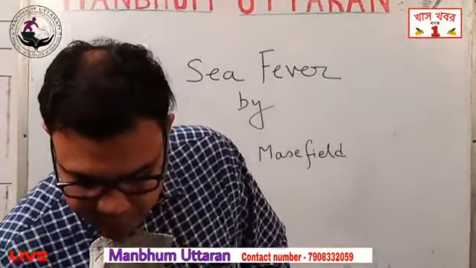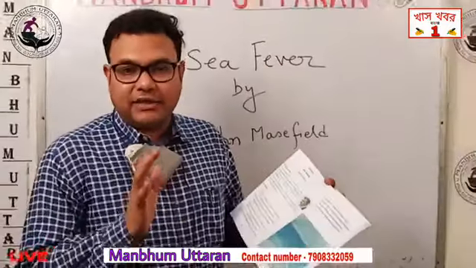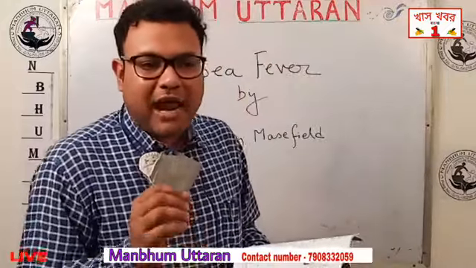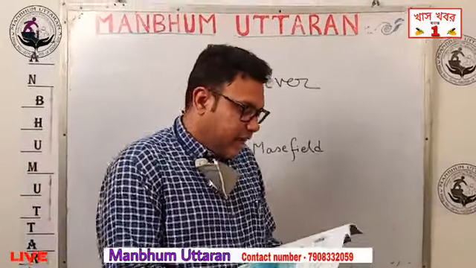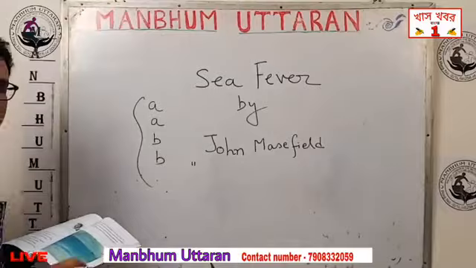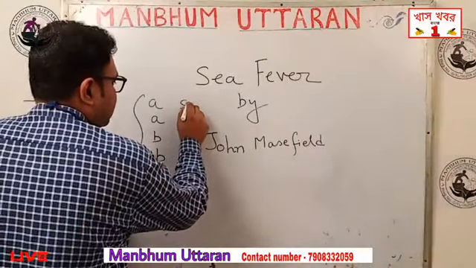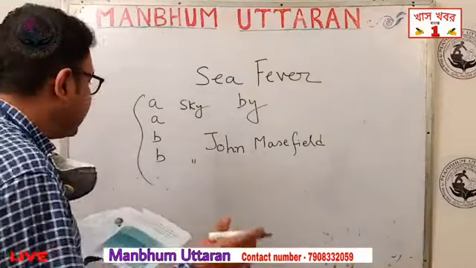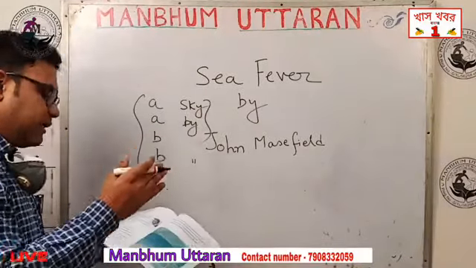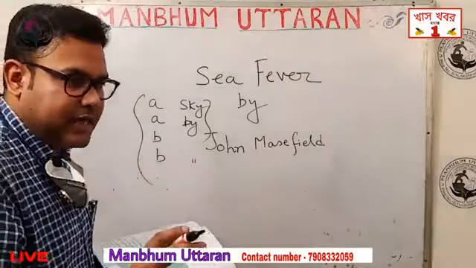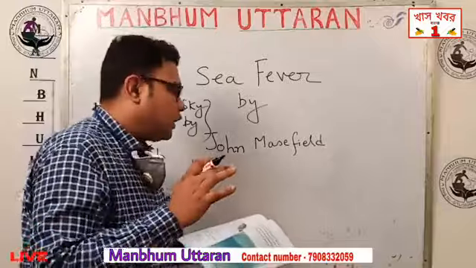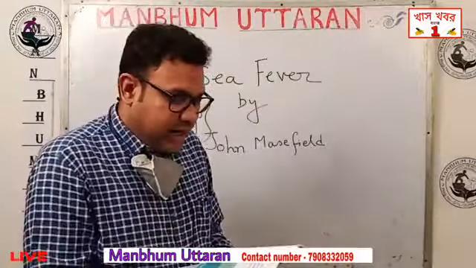First of all, as you can see, the poetry has three stanzas: stanza number 1, stanza number 2, and stanza number 3. And if you look at the rhyming scheme, the rhyme is something like this. Suppose the first sentence ends with sky, and the second sentence ends with by. So actually we are rhyming sky with by, and in each and every stanza you can see this rhyming pattern, AABB. We may conclude that the whole poem goes like this.